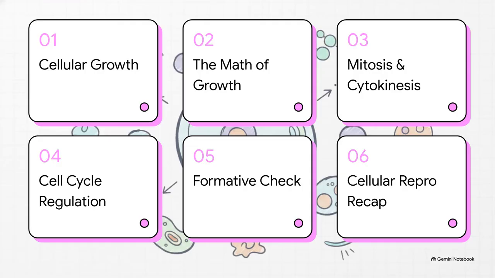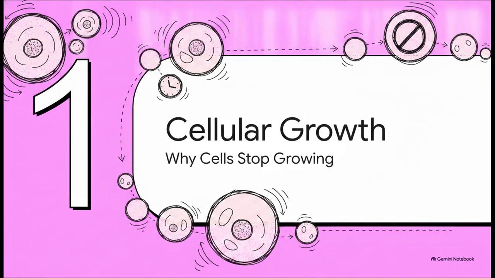We'll start with cellular growth, run through the math of growth, dive into mitosis and cytokinesis, and then explore cell cycle regulation. After that, we'll do a quick formative check and finish up with a cellular reproduction recap. All right, let's kick things off with Section 1, cellular growth, and exactly why cells don't just grow endlessly.